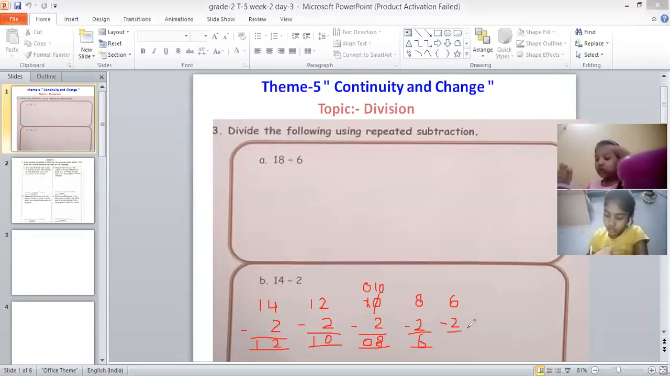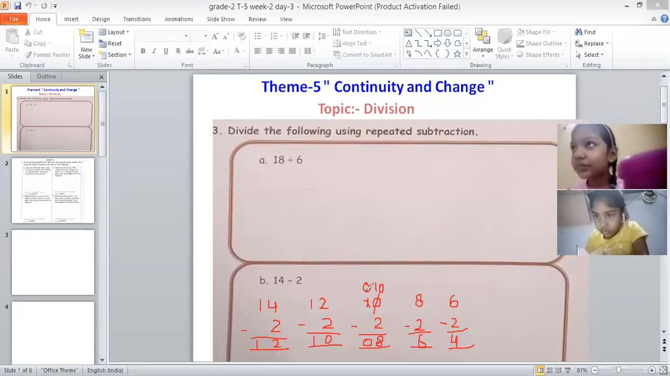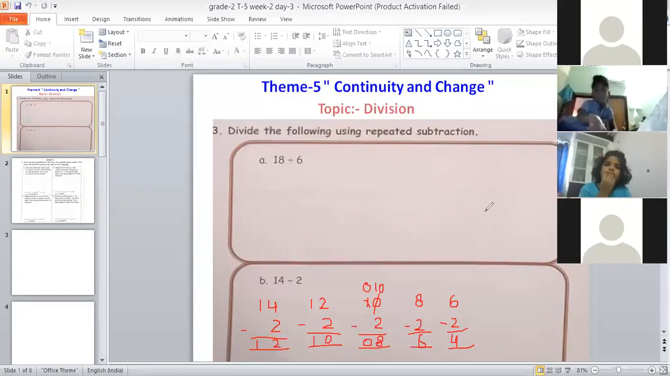Now Advaita, tell me, 6 minus 2 how much? Let's take away 2. What is the answer? 4 ma'am. So 6 minus 2 is 4. That's the right answer. So we'll write here 4. Akshay, now you tell me what we'll write next. Did we get 0? No ma'am. So what will we do now? 4 minus 2. Very good.